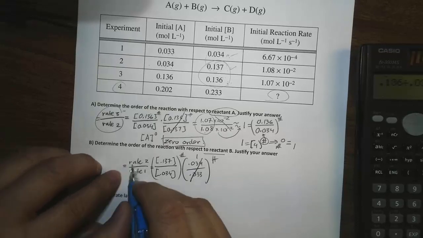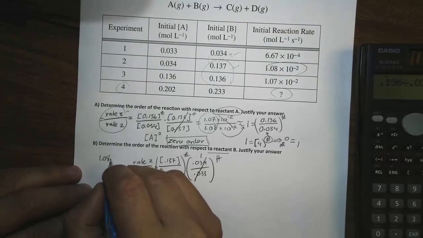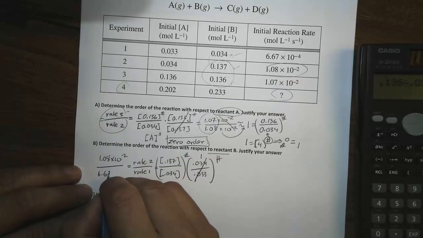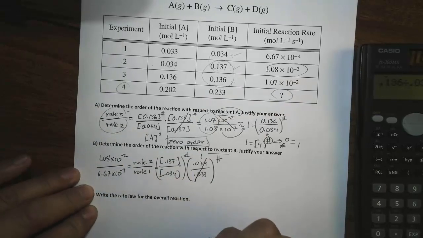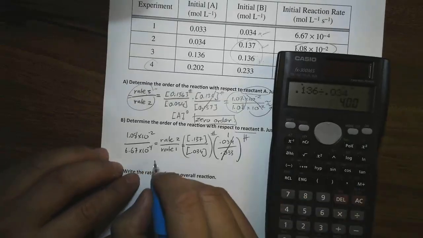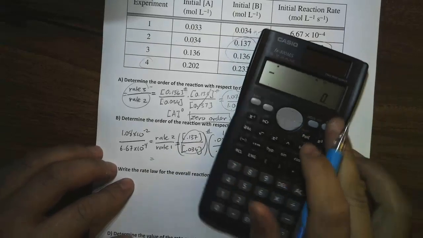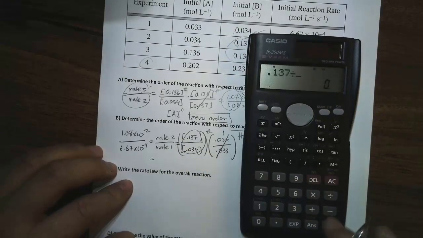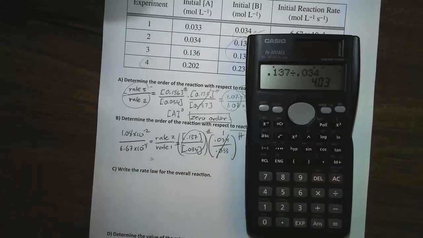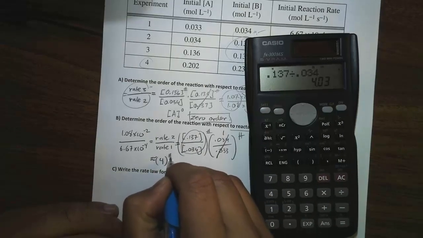And look at it in terms of the rate. For rate 2 is equal to 1.08 times 10 to the negative 2, and that is 6.67 times 10 to the negative 4. Now, we can simplify this, okay? That's an equal sign right there. Can we simplify that? Of course. 0.137 divided by 0.034, we get about 4. Again, because we did want the exponent, we had to estimate it, okay? So that is relative to 4 equal to a number.